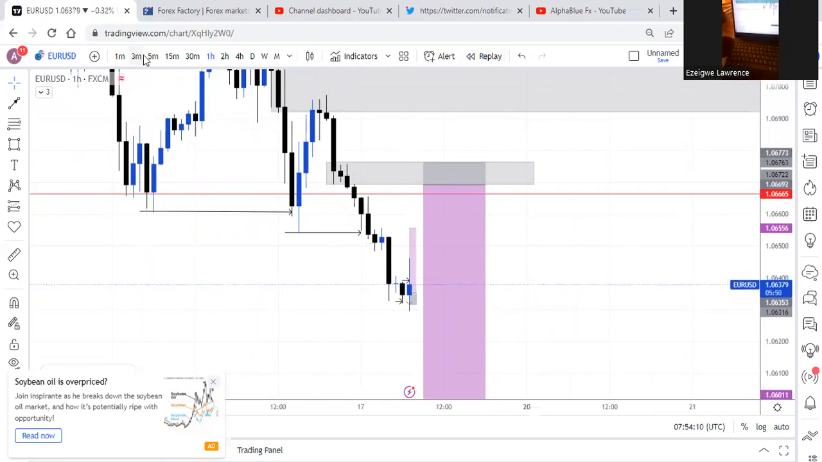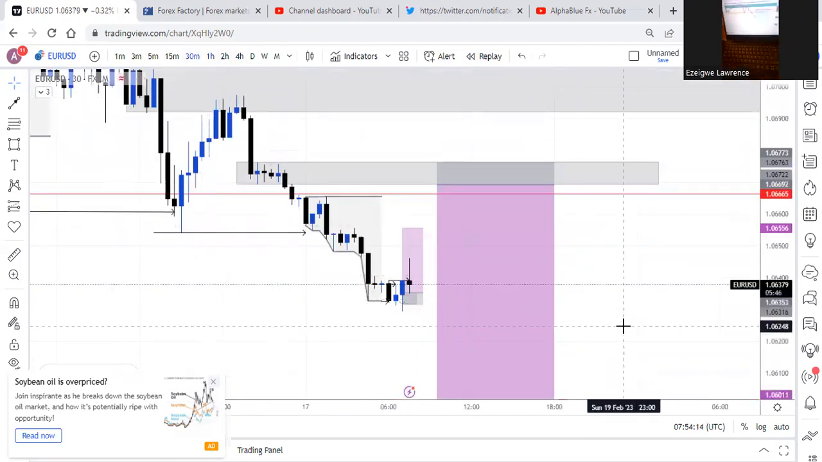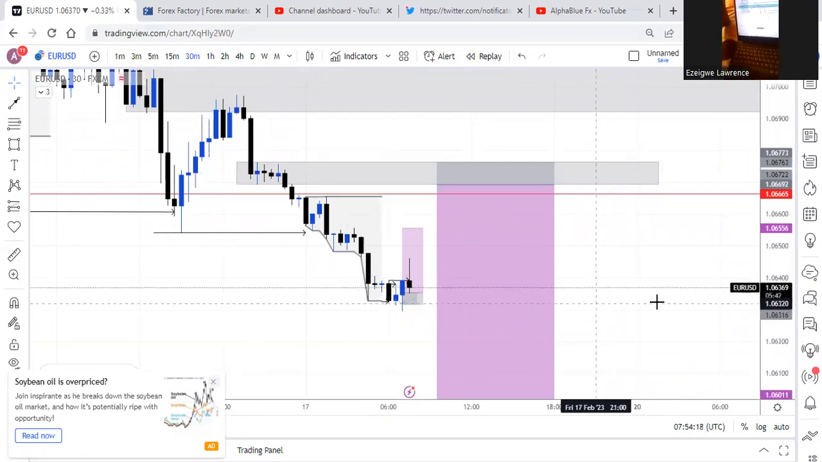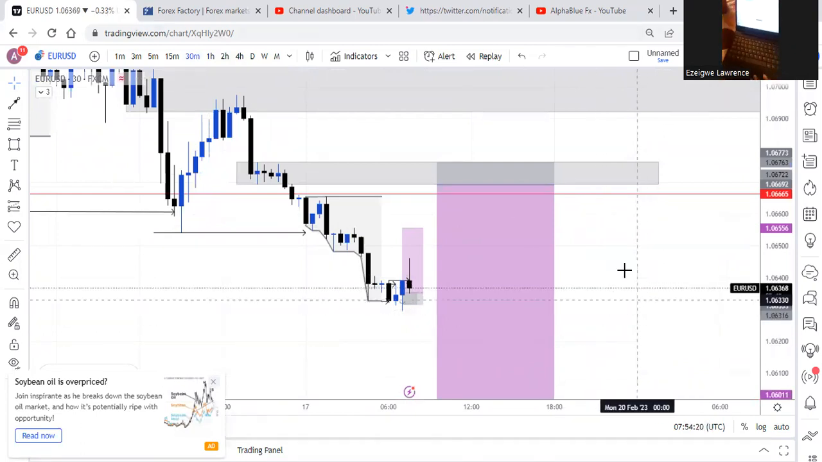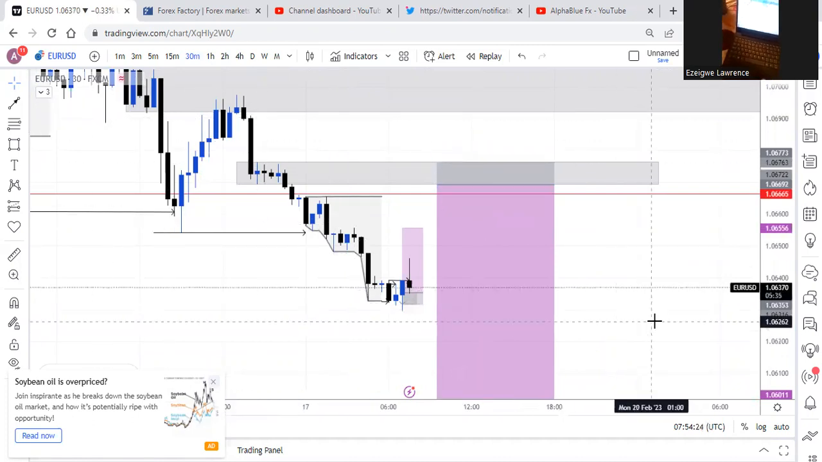But the thing is, how do you identify change of character? I want to ask you a question. Okay, you can go on. How do you identify change of character? Change of character is very simple. Is it the same thing as break of structure? No, it's not the same thing. Change of character is just the market breaking structure to the opposite side.